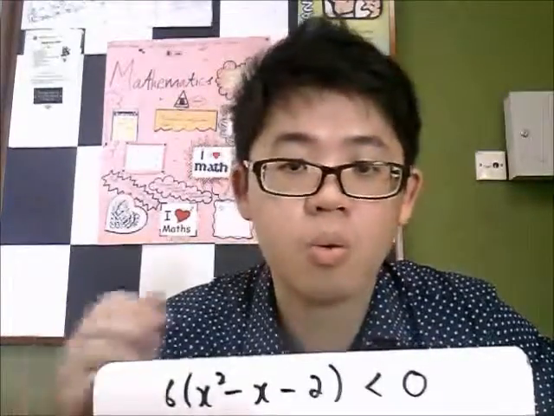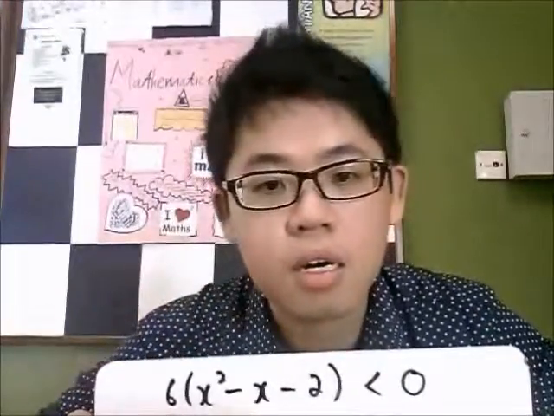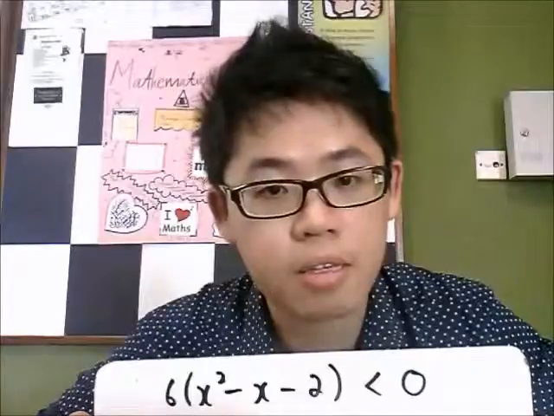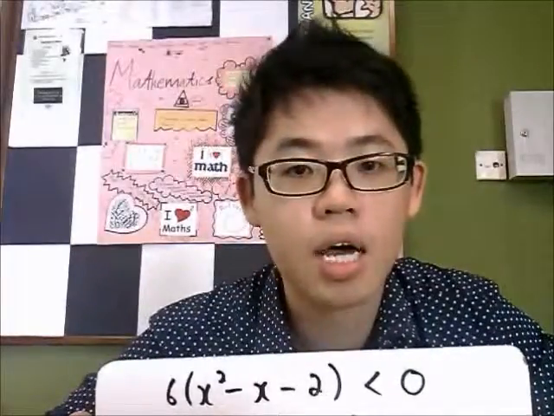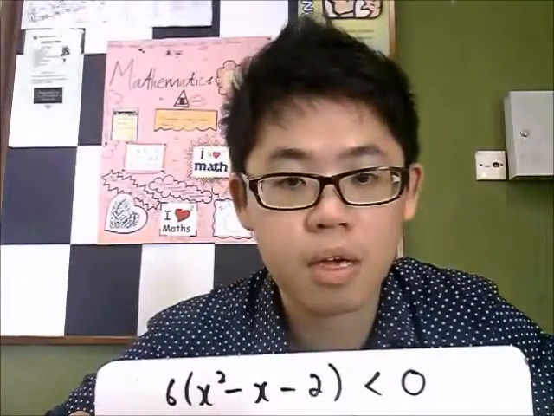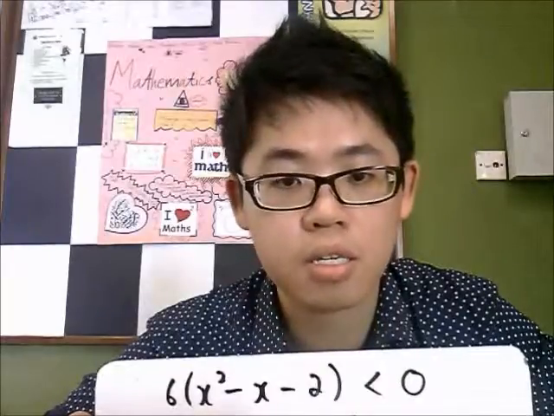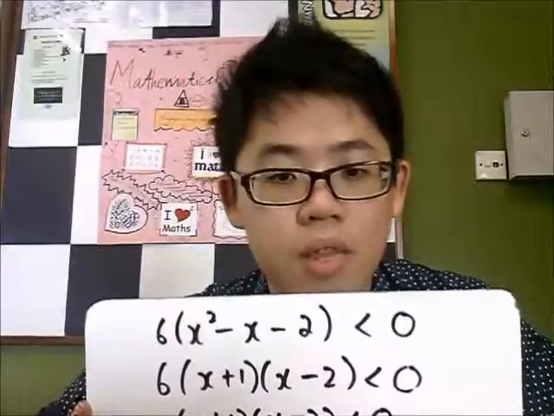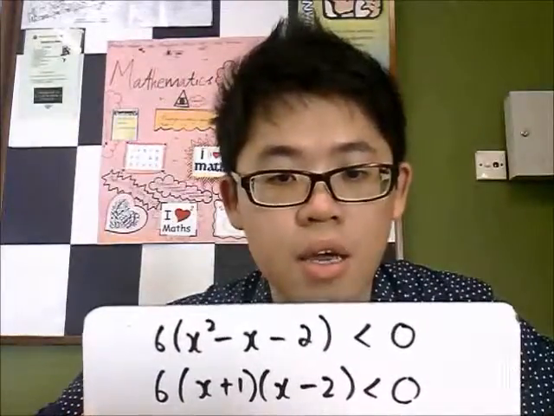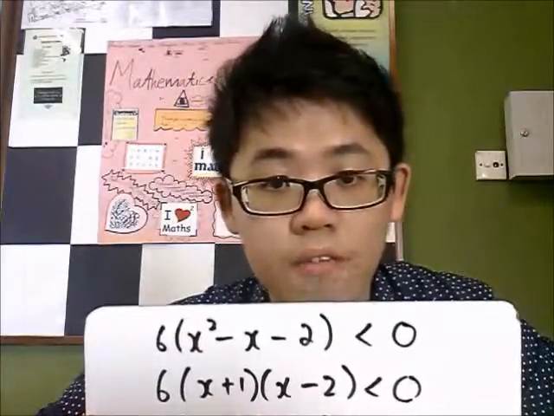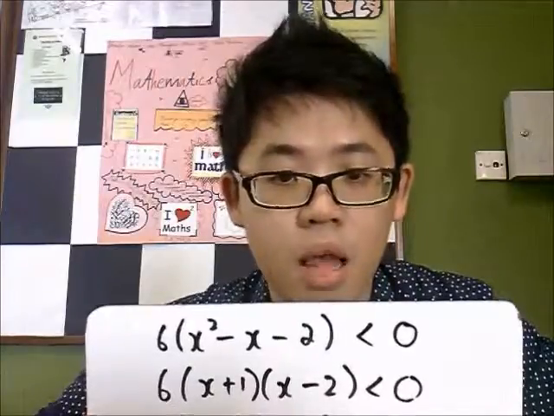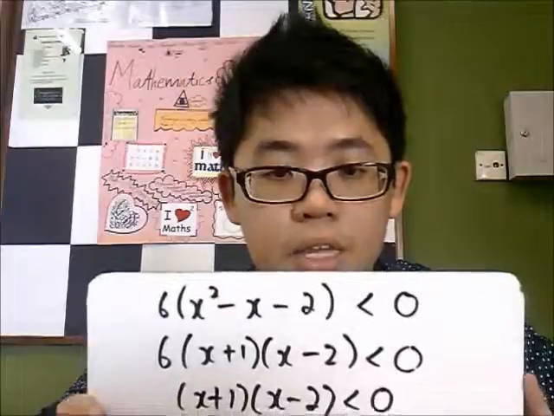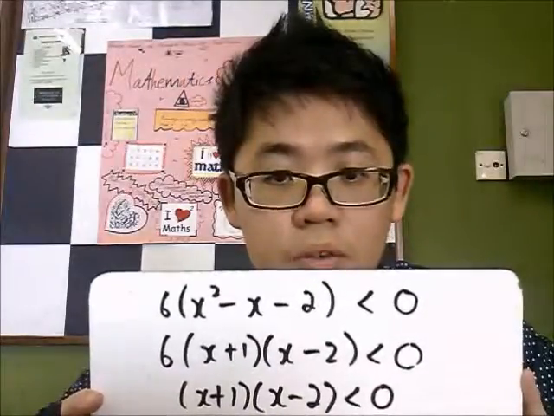Some of you who are very weak in factorization by the cross method, you can always use your cheat method. The cheat method, Edmund, your best method, is to use your calculator. So you should be able to get this: 6 times x plus 1 times x minus 2 for the factorization. Now the next step, I can always get rid of the 6 by dividing by 6 on both sides.